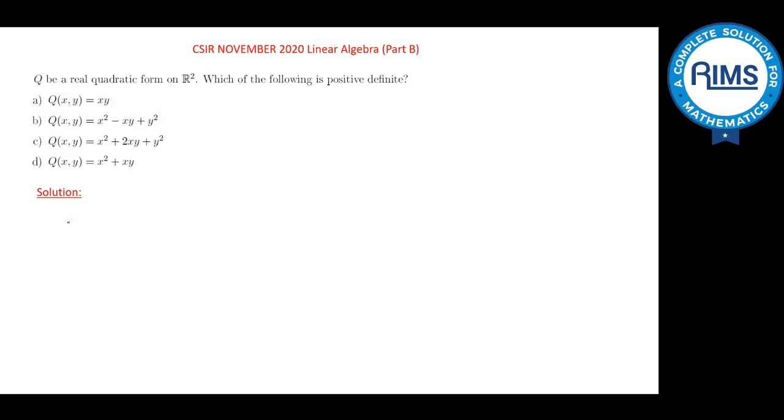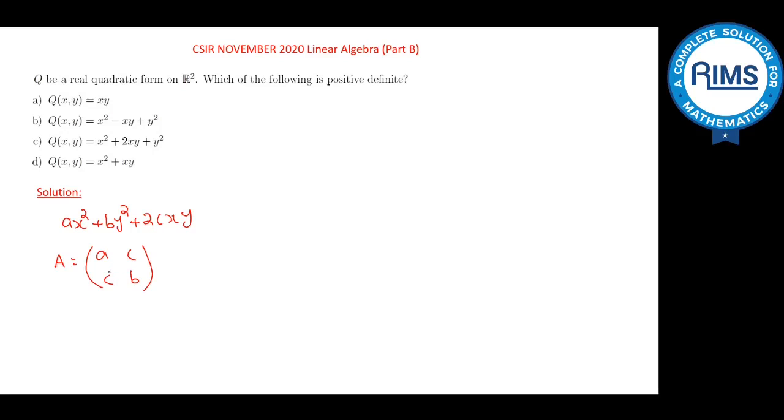Next question. Let capital Q be a real quadratic form on R2, then which of the following is positive definite? Here capital Q is a real quadratic form on R2, so the corresponding matrix of this quadratic form will be a 2 by 2 matrix. First consider a quadratic form on R2, that is a x square plus b y square plus 2c xy. The matrix corresponding to this quadratic form is capital A equal to [a c; c b], right? And this quadratic form is positive definite if the leading principal minors are greater than 0.